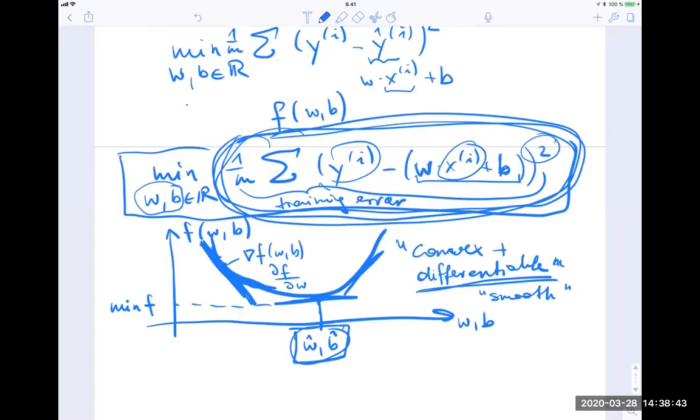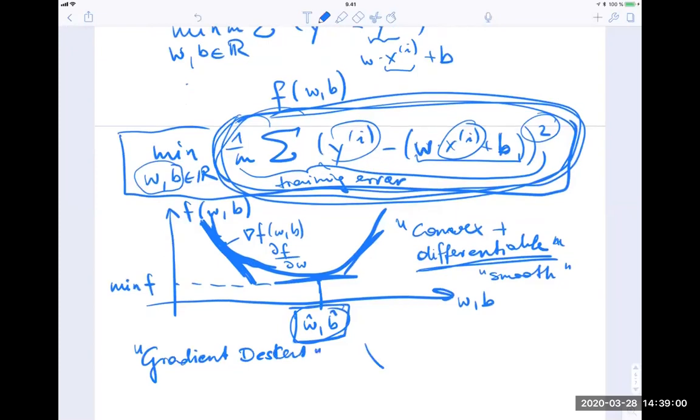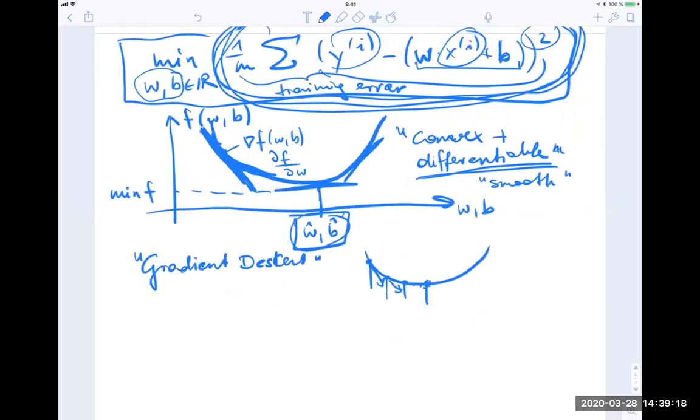Well, one super simple and powerful method or scheme to compute this optimal W and B is called gradient descent. What does gradient descent do? Well, if you want to find the minimum of such a convex and differentiable function, you start with some first guess, compute the gradient, and go down the gradient to get the next best guess. And you go down the gradient to get the next guess. And you repeat this until you are close enough to the optimal.